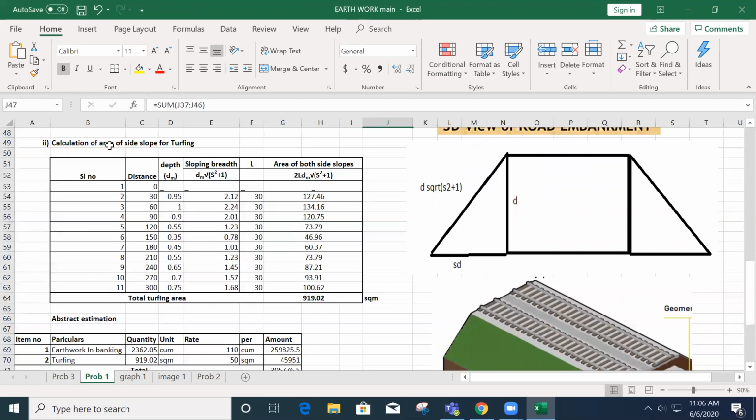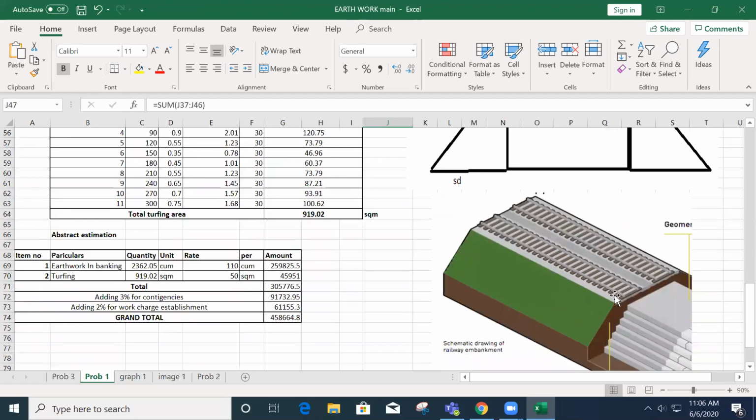This is the calculation of area of side slope for turfing. We need to give the area of turfing. Remember, this is area, not volume. To find this area, we need two dimensions. One is this dimension and the other dimension is along this side, that is from 0 to 300 meter. This slope is one dimension, and this side length will be the same on both the faces. Two times we have to take.